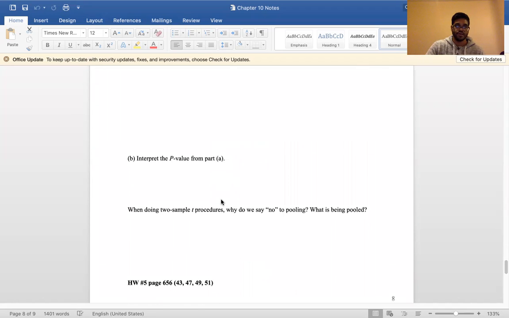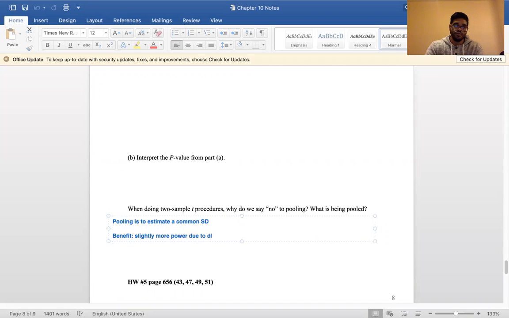Okay, so now the question is, when we looked at proportions, we were able to do this pooling, we were able to combine things. But why can we not combine things? Why did we say no to pooling in this case? So here, I'm going to write that pooling is to estimate a common standard deviation. The benefit is that there is slightly more power due to larger degrees of freedom. Right, when you combine it, you have a larger n size, a larger n.